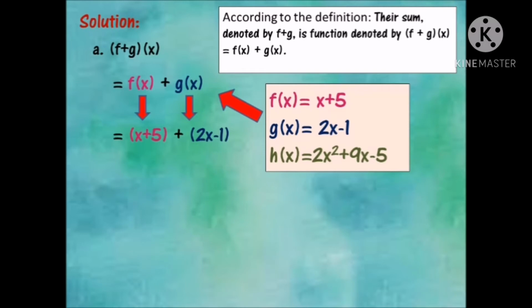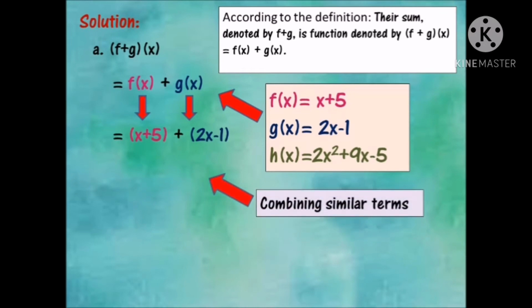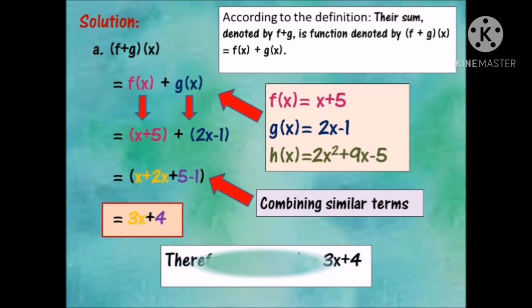So, tignan na lang natin yung colors. They are color-coded. And then, let's combine similar terms. Yun yung next step natin dito sa ating solution. So, x and 2x are similar terms and 5 and negative 1 are also similar terms. So, magkaparehas ng kulay kung ano yung similar terms natin. Then, let's perform the indicated operation. So, x plus 2x, that is 3x, and 5 minus 1, that is 4. Therefore, 3x plus 4 is the sum of f plus g of x.